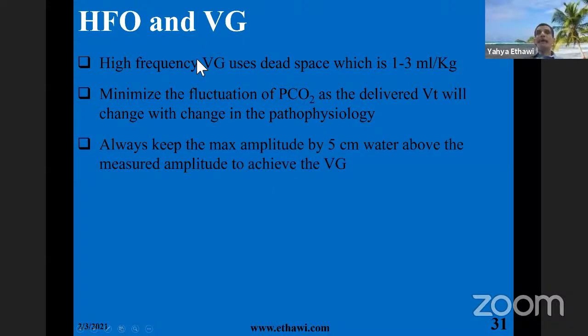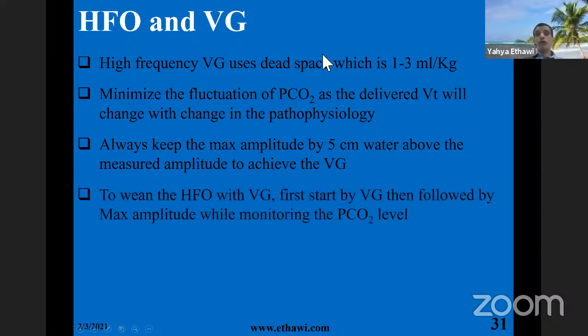When you select VG, there will be max amplitude, so you'll have two amplitudes, not only one. You have the max amplitude and you have the measured amplitude. The measured is what the machine will deliver to achieve the tidal volume, the target VG. And you need to keep your max amplitude about 5 centimeters above the measured amplitude.